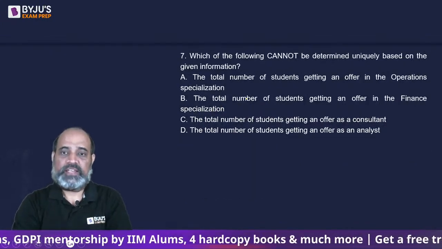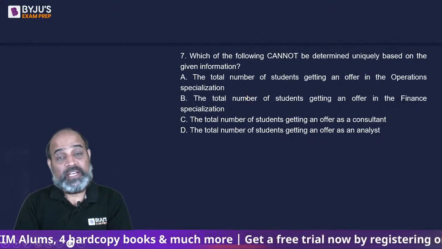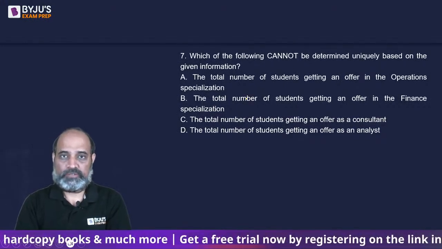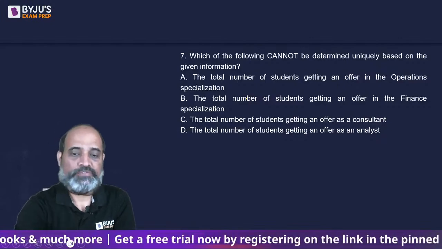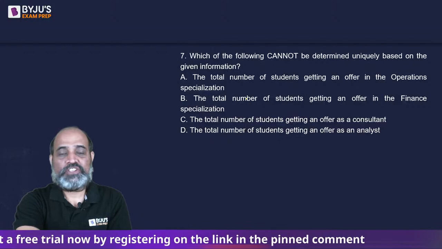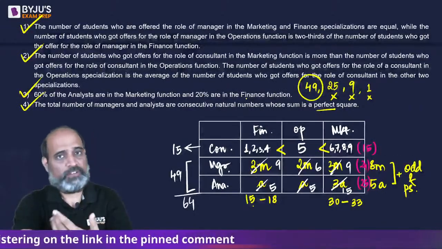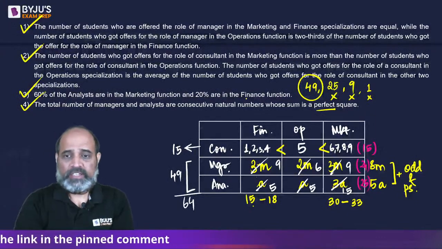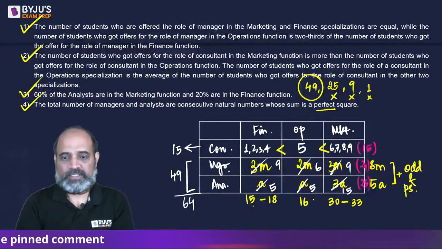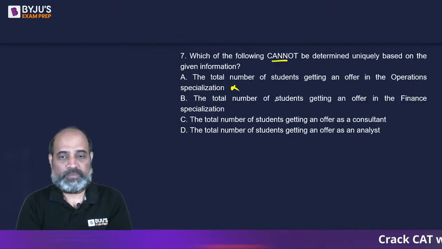Okay. Next one. Which of the following cannot be determined uniquely based on the given information? So whatever we have figured out, what is not confirmed? The total number of students getting an offer in the operations specialization. In operations the values 5, 6, 5 are definite, right? Which will result in 16. So this is definite. This is not the answer because the question says cannot be determined.